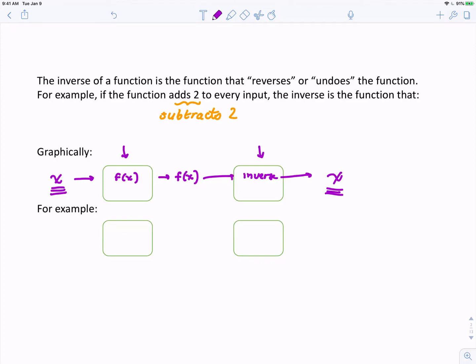Now there's a symbol for the inverse of a function, and it looks like this, f inverse of x. It's really important that you note that this -1 here is not an exponent. Instead, when it's used with a function, what it means is the function's inverse.